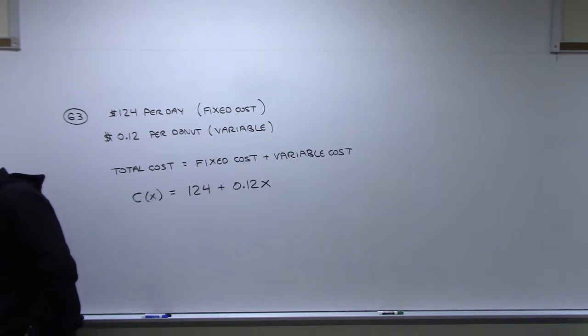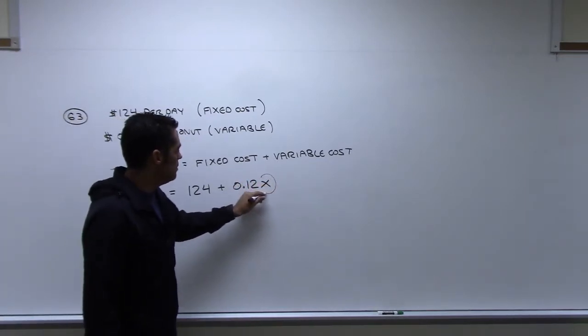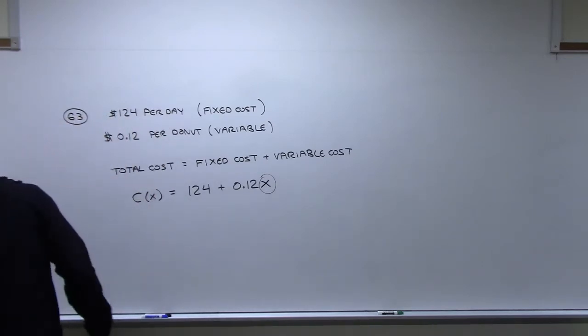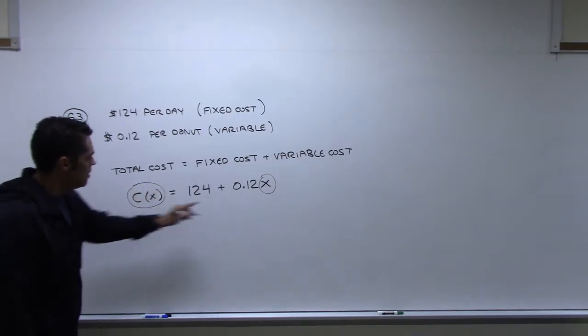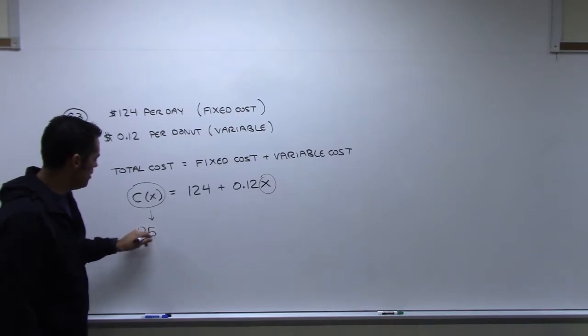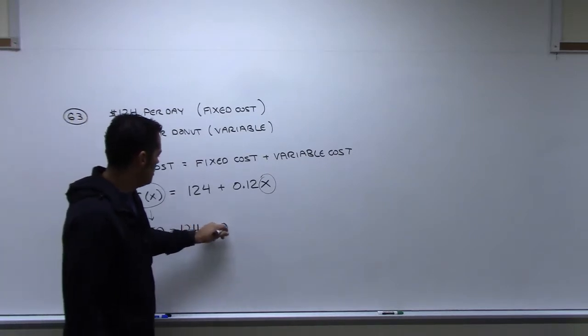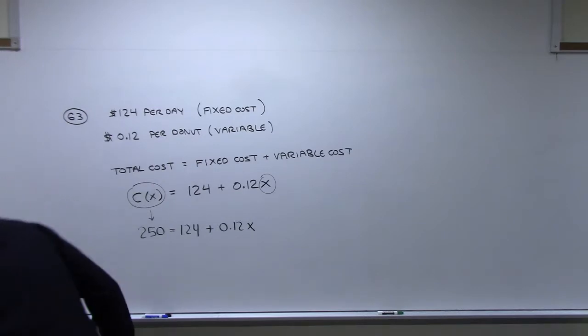And then the second part is asking how many donuts can be produced for a total daily cost of $250. So remember, X is the number of donuts. They want to know how many donuts can be produced to have a daily cost of $250. So the question is, what does X need to be to make this $250? So I just replace this side of the equation with 250, 124 plus 0.12x, and then I go about trying to solve this for X.